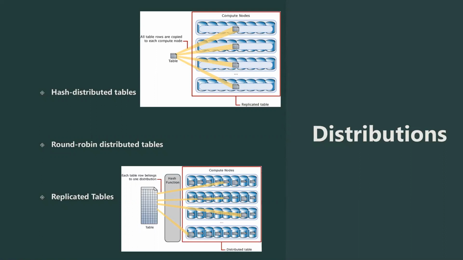Let's talk about round-robin distributed tables. A round-robin table is the simplest table to create and delivers fast performance when used as a staging table for loads. A round-robin distributed table distributes data evenly across the table but without any further optimization.